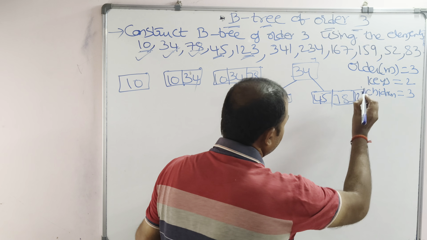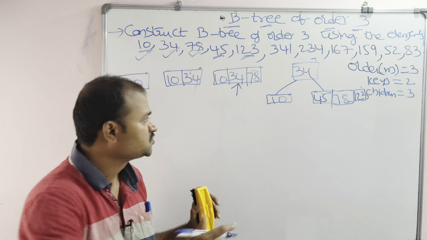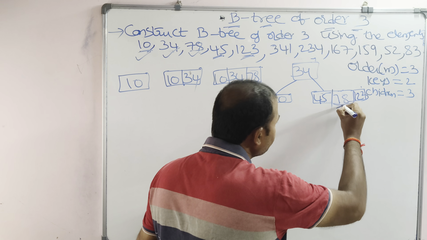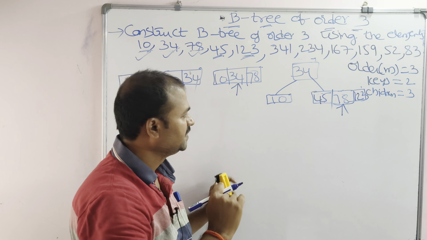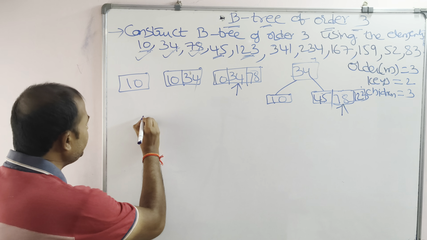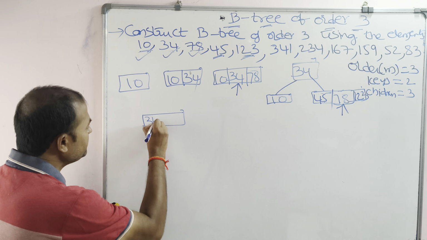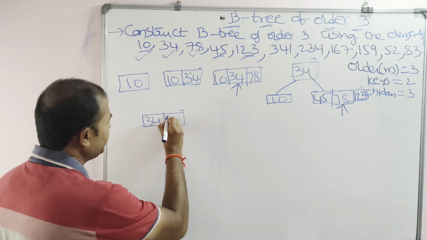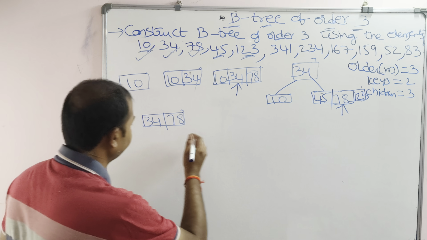So now we can say that the leaf node is full. So we have to calculate the middle element and push that element up. So now the parent node will contain 2 keys. So we have to arrange them in ascending order: 34, 78. So split this one into 2 children.